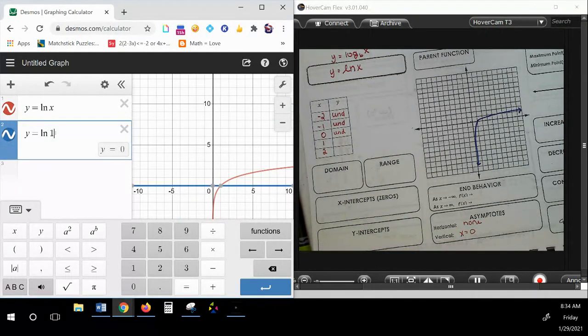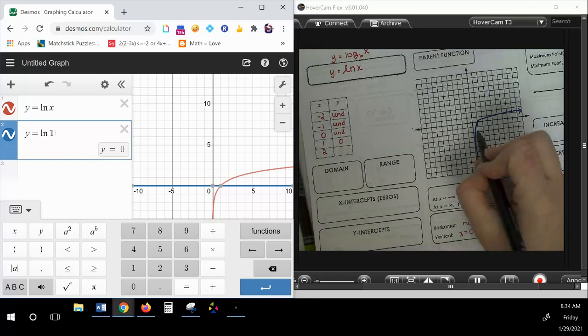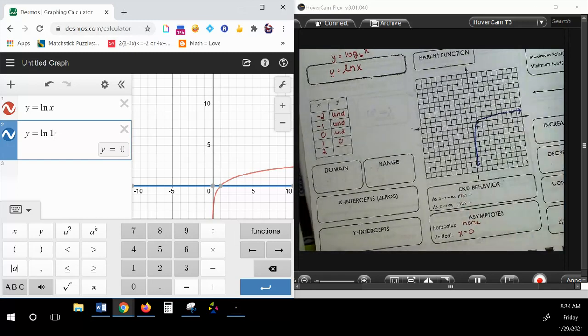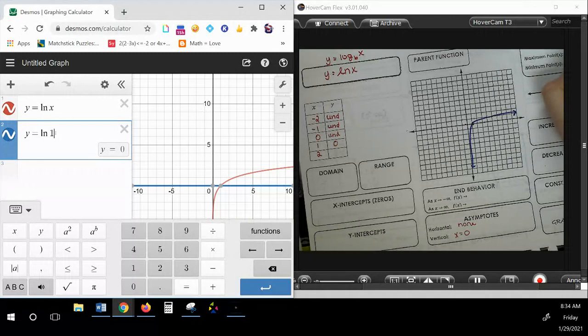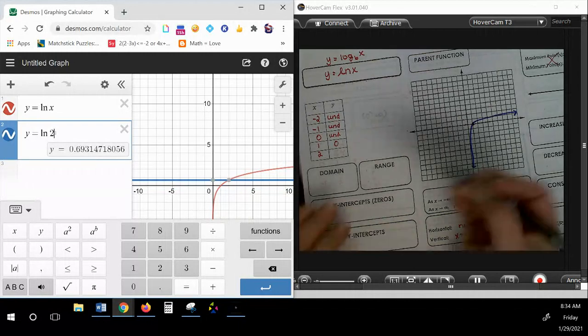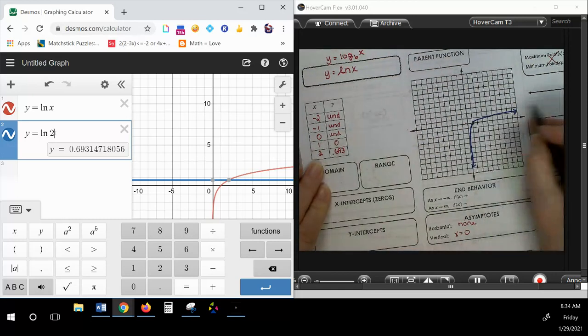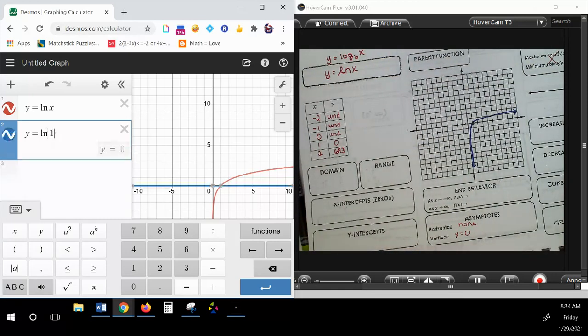If we put in a 1, it equals 0. So you can see that's that important point right here, which we'll call the key point, (1, 0), which, as you can see, is the inverse of the other one. And ln of 2 is going to be some crazy decimal, 0.693. And it's just going to keep steadily getting bigger from there.